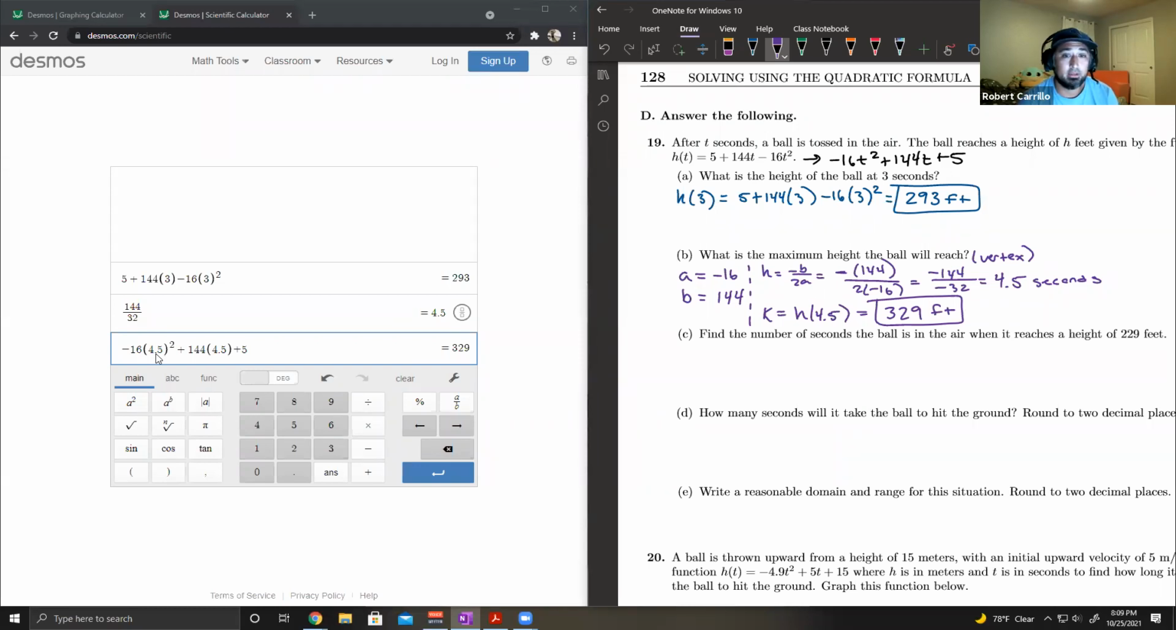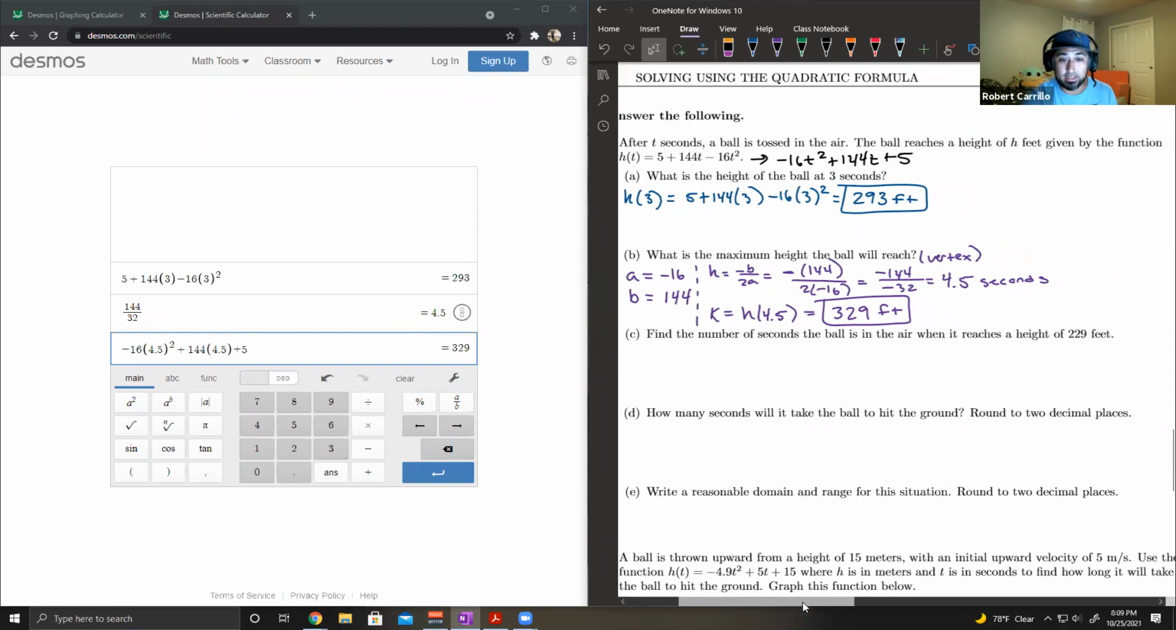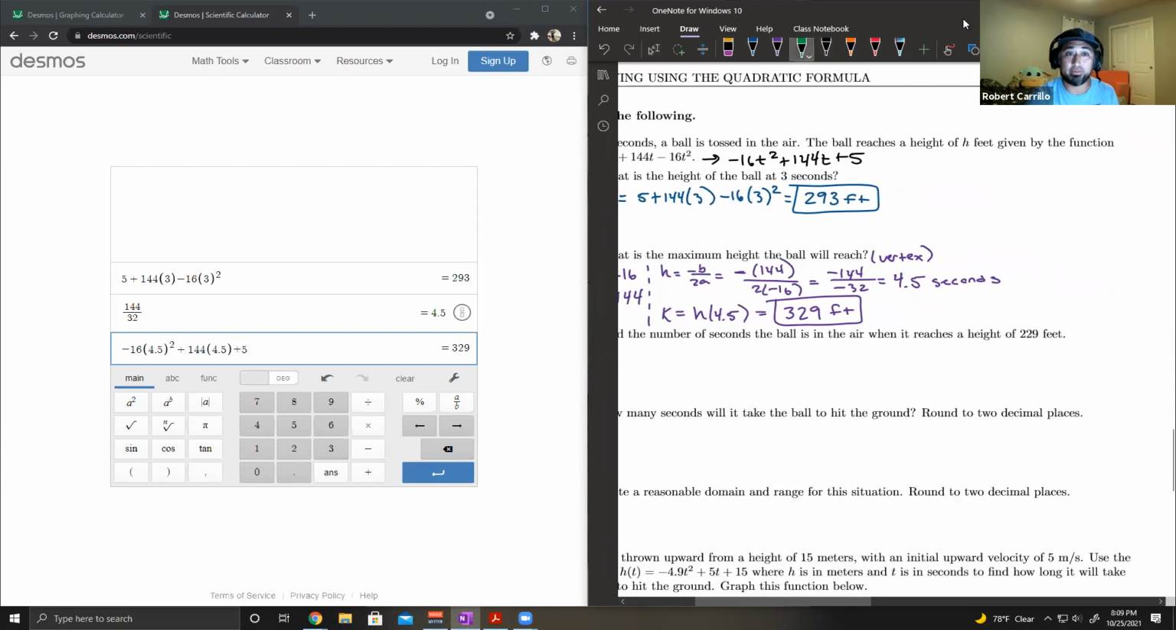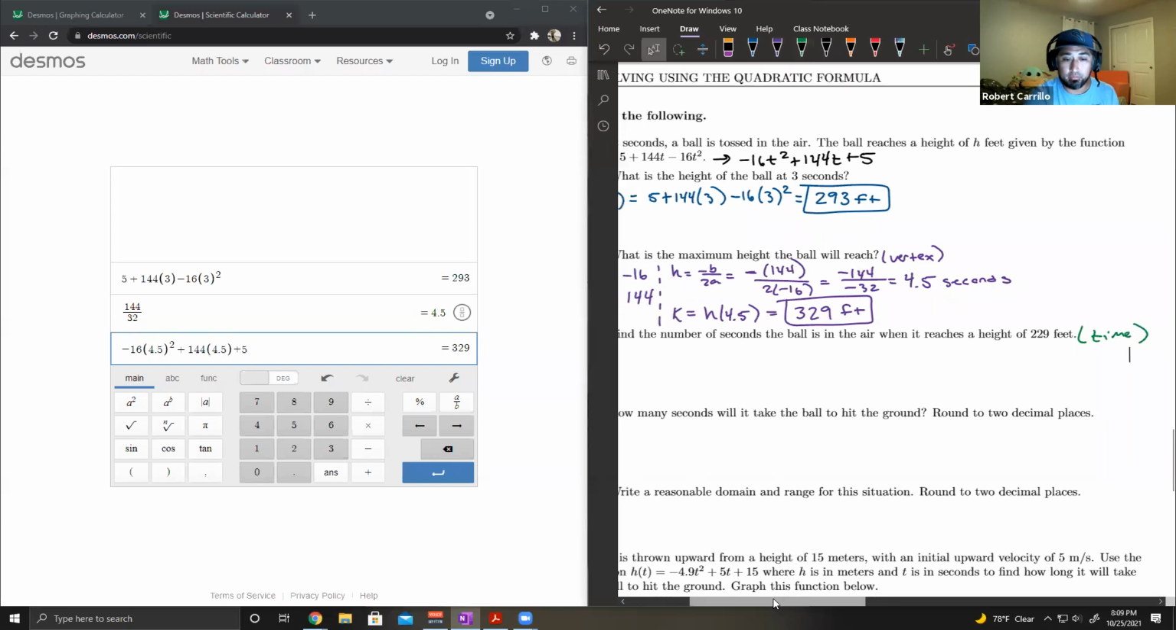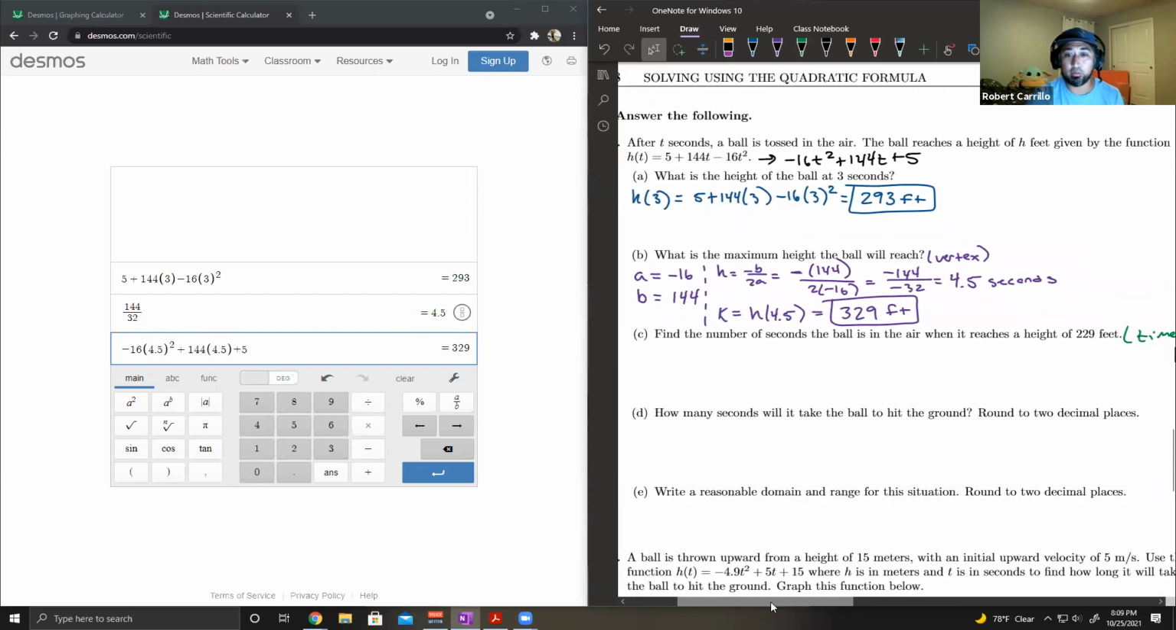Now, next, find the number of seconds the ball is in the air when it reaches a height of 229 feet. So now they're giving us height and they want us to find time. So that's what we're doing on this one. We have to find time. So this is going to be a little bit of work here.